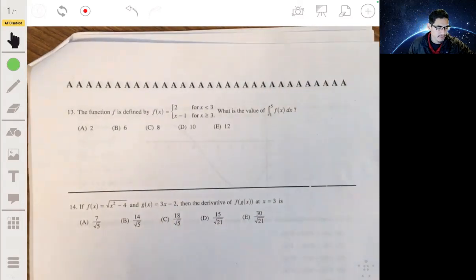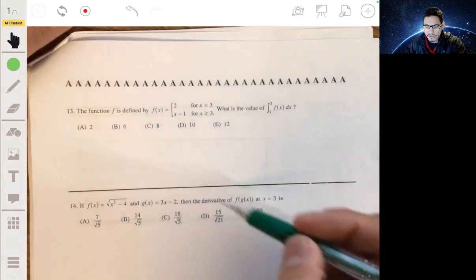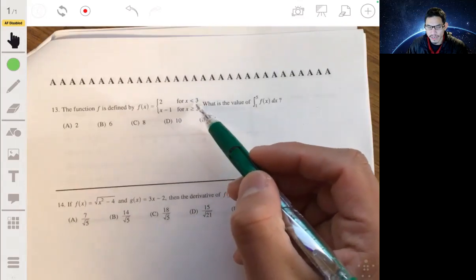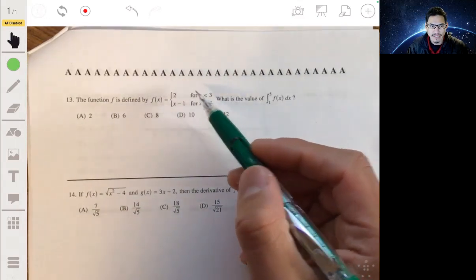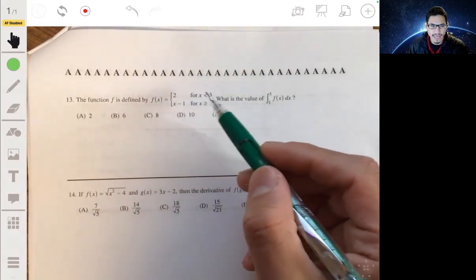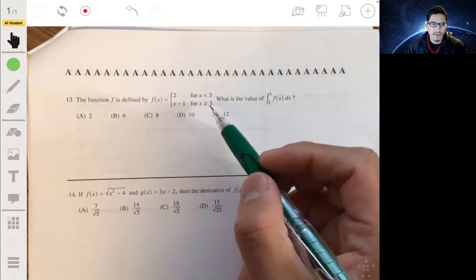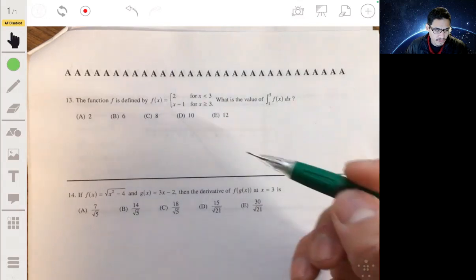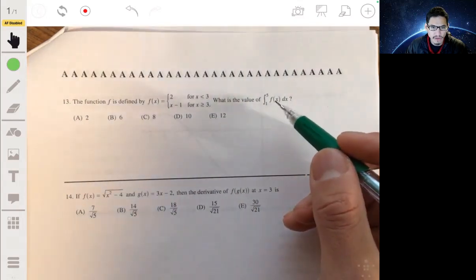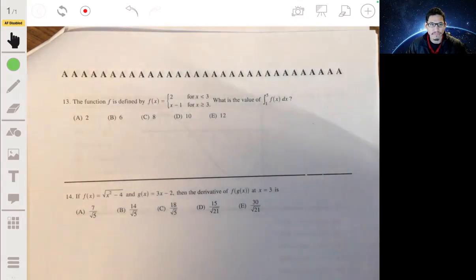All right, good one. Function f is defined by f of x, another piecewise: f of x is 2 when x is less than 3, and f of x is equal to x minus 1 when x is greater than or equal to 3. What's the value of the integral of f of x from 1 to 5?